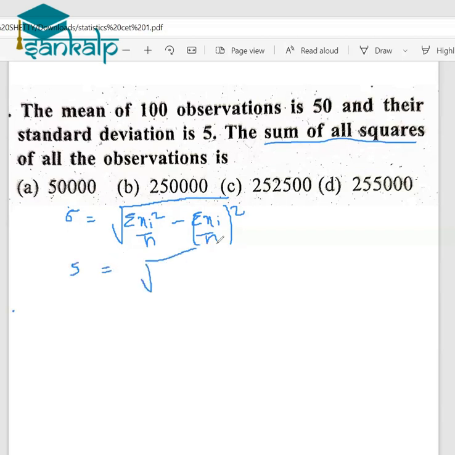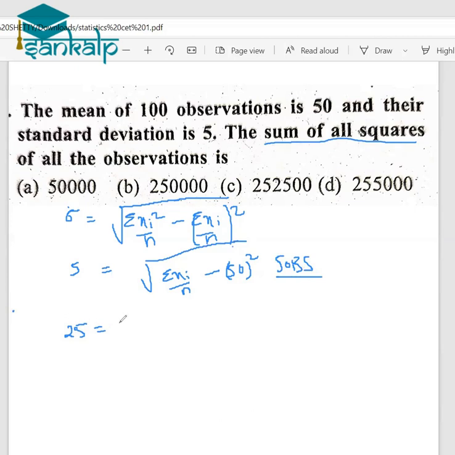And we need to calculate sigma xi upon n. Sigma xi upon n is nothing but the mean. So this value can be replaced by the mean. It is equal to 50. So this will be 50 square. Now, on squaring both sides, 5 square will be equal to 25. The square root sign will cancel.